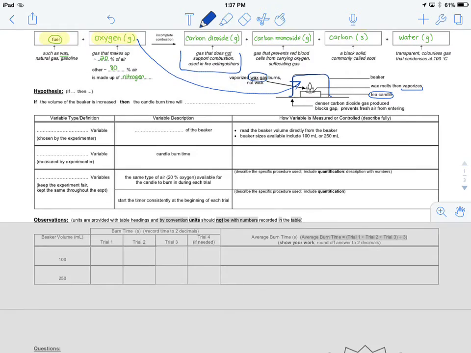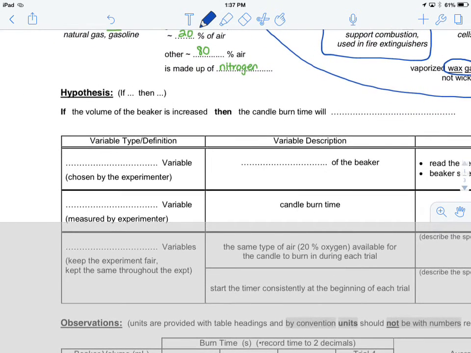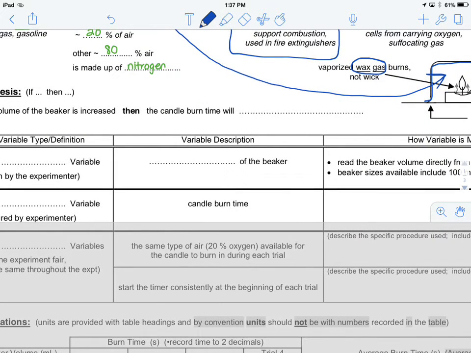So you can do your own hypothesis here. If the volume of a beaker is increased, then the candle burn time will, and you can take a guess. Do you think the candle burn time will increase? Do you think it will decrease? And you can use some logic to determine what you think this is going to be. I'm going to leave that for you to do as the student.